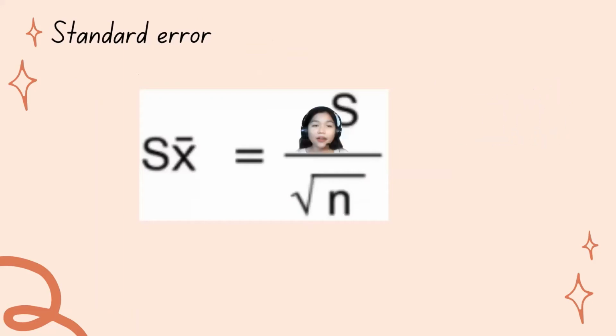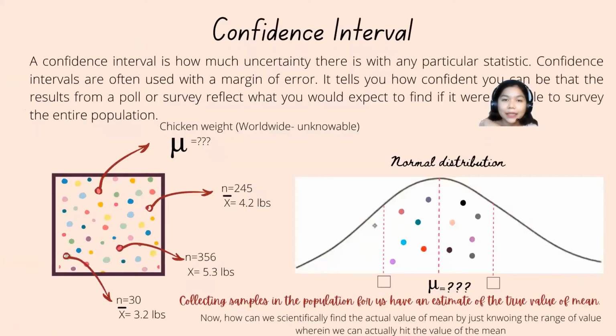And then the standard error is equal to the standard deviation over the square root of the sample size. So now, our favorite, the confidence interval. Very fancy, right? A confidence interval is how much uncertainty there is with any particular statistic.